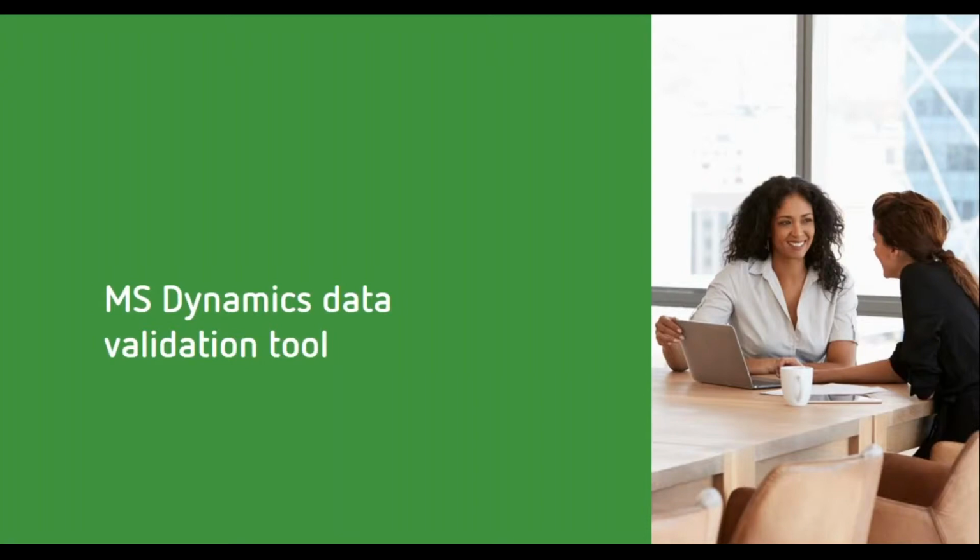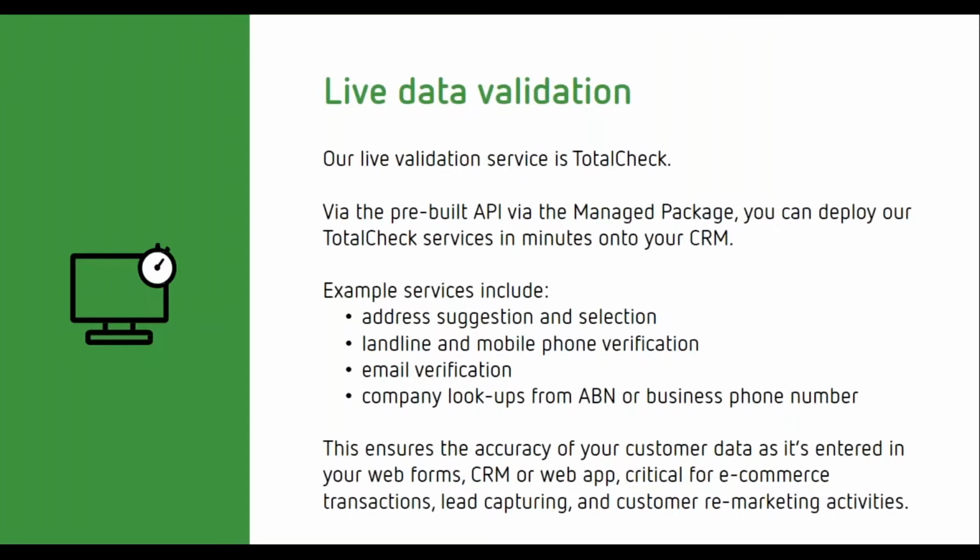So let me talk about this magic data validation tool. What it includes is a pre-integration with the Sensis Data Solutions live validation service called TotalCheck. So effectively, this is an API, and we have pre-built the integration to this managed package you can deploy into your CRM in really just minutes. So example services of data validation you have in this package include address suggestion and selection, landline and mobile phone verification services, email verification services, and company lookups from ABN or business phone number using the Sensis directories.